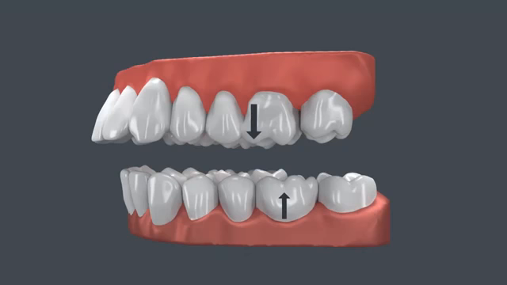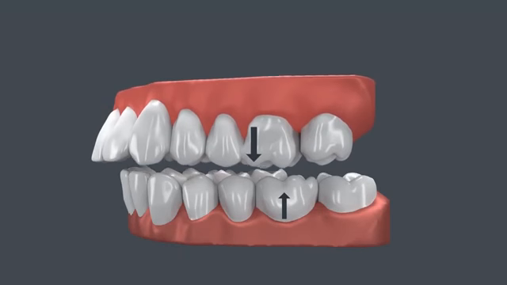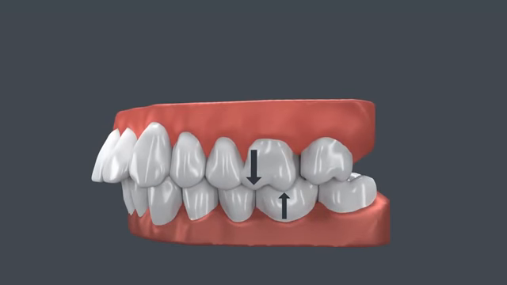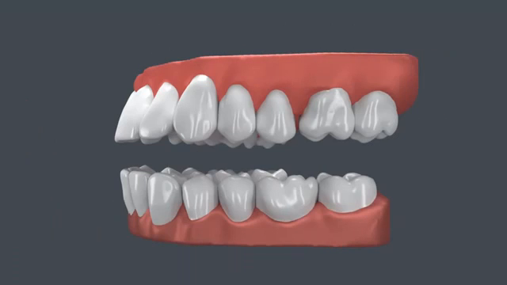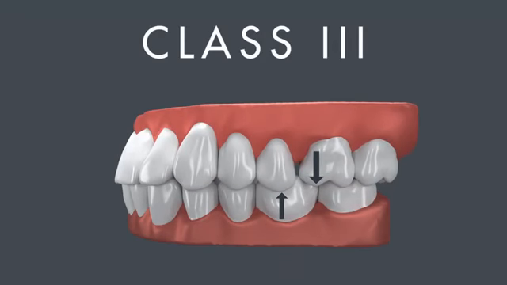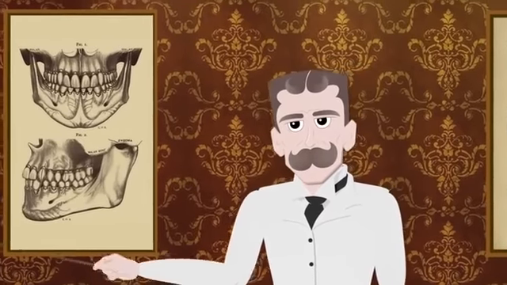If the mesiobuccal cusp of the upper first molar is anterior to this groove by the width of a premolar or more, it's considered a Class 2 molar relationship. If the upper cusp is posterior to this groove by the width of a premolar or more, it's called a Class 3 molar relationship. Engel's system can also be used to classify the canine relationship.